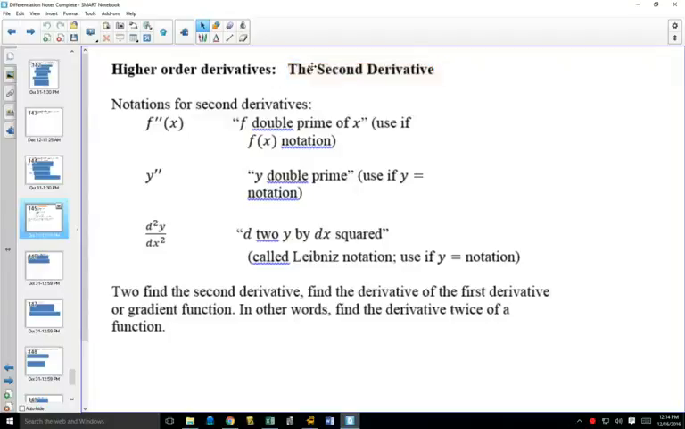Higher order derivatives. So after taking the derivative once, if you wanted, you could take the derivative of the derivative. And that would be the second derivative. And then you could take the derivative of the derivative of the derivative. And that would be the third derivative.